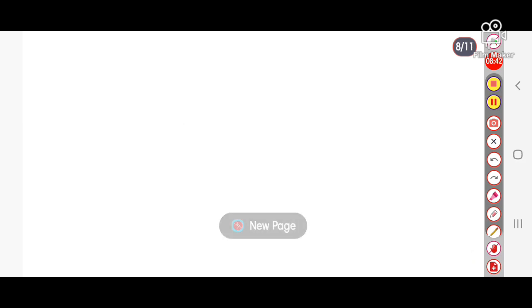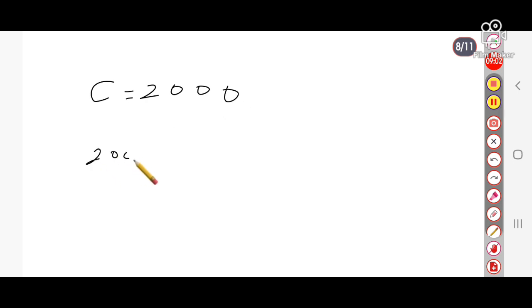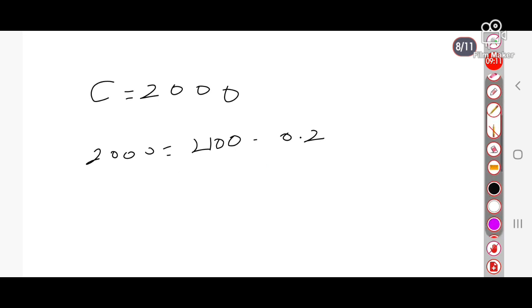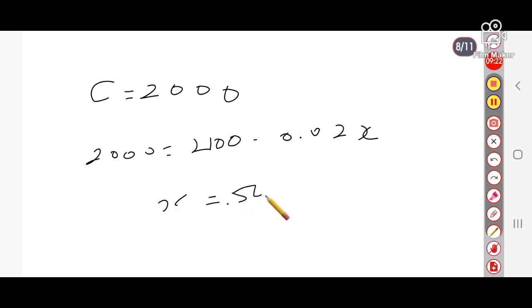Now there's a second subdivision. If the trust must obtain an annual total interest of 2000, so again the entire same step, but we need to take the C value to be 2000. Again substituting in the previous equation which we saw before, 2000 equals 2100 minus 0.02x. So upon simplifying this, we get the value of x to be 5,000.